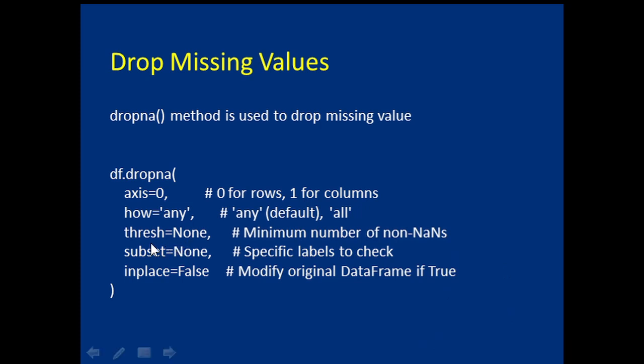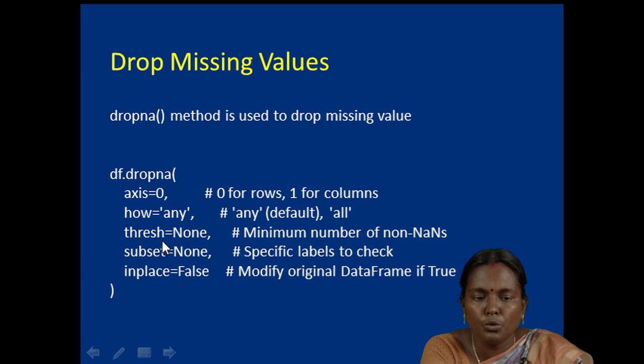Then the next one is thresh. This will say about the threshold. If I am giving some minimum number of values here, threshold is equal to 2, then it will find where the column is having 2 missing values and then it will drop that particular row.